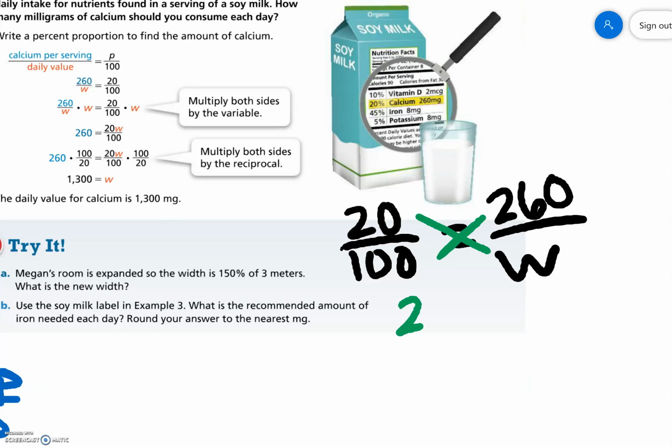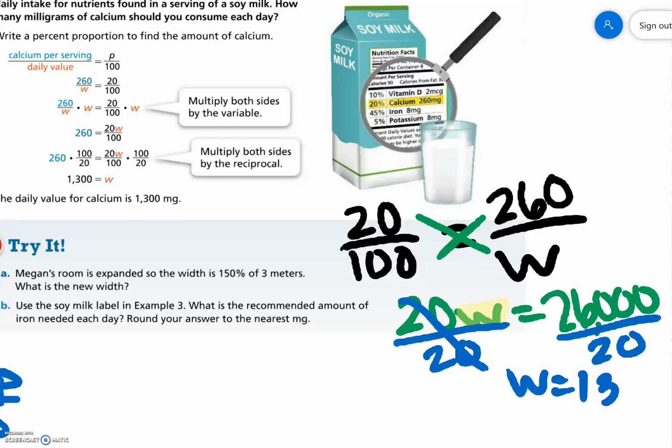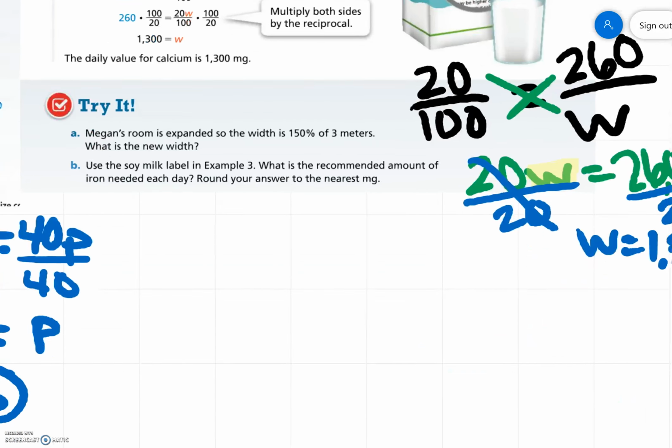Cross multiply, so that gives me 20W equals 260 times 100, 26,000. Trying to get W by itself, so we're going to divide by 20. These cancel, and W equals 1,300. Which makes sense because it should be bigger than 260. That is the whole. Try it.